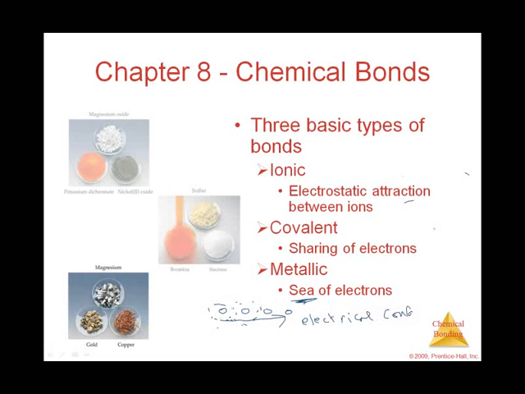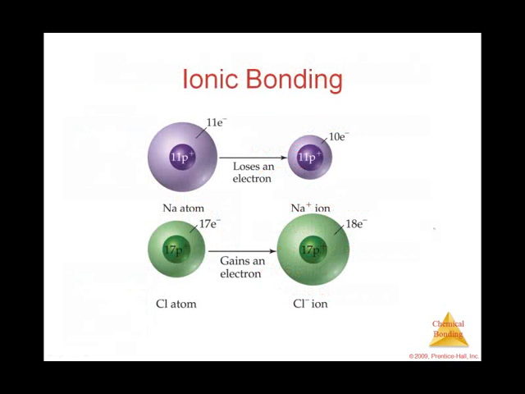So three types of bonding: ionic, covalent, and metallic. And metallic just refers to a metal bonding with itself. So you know ionic bonding, right?